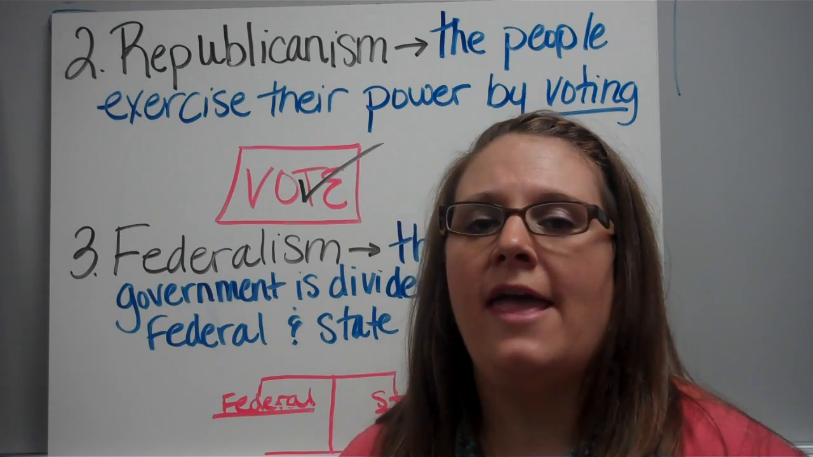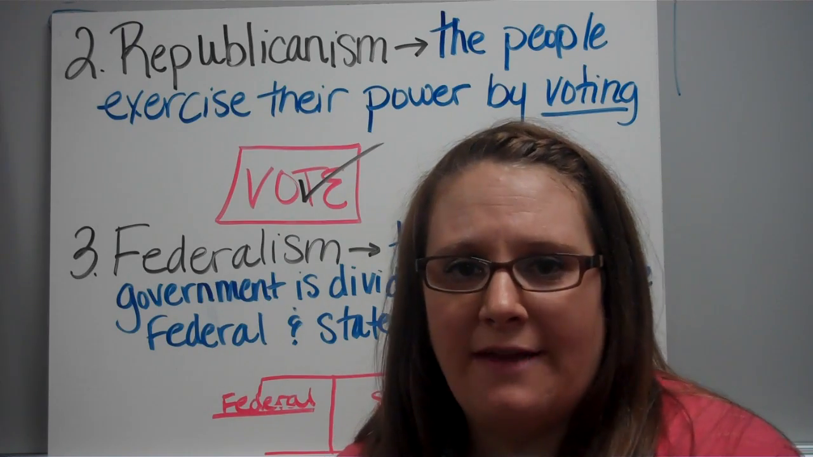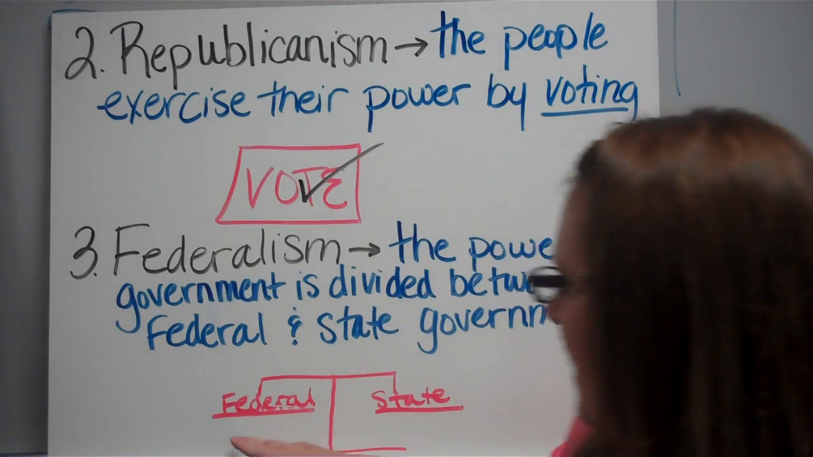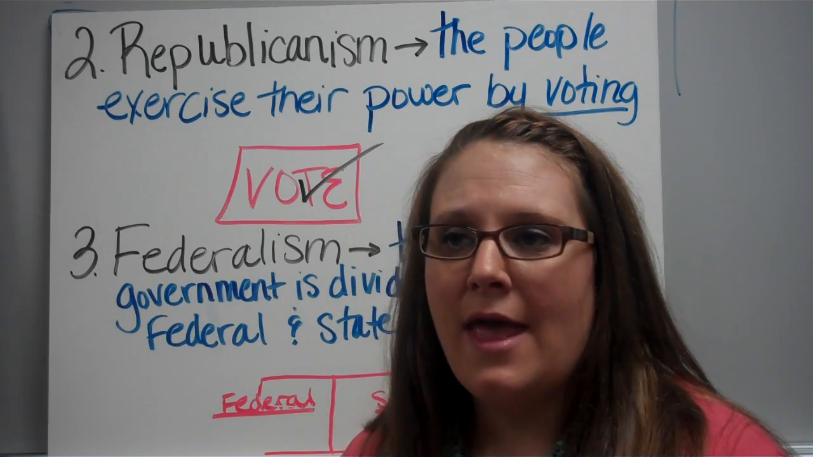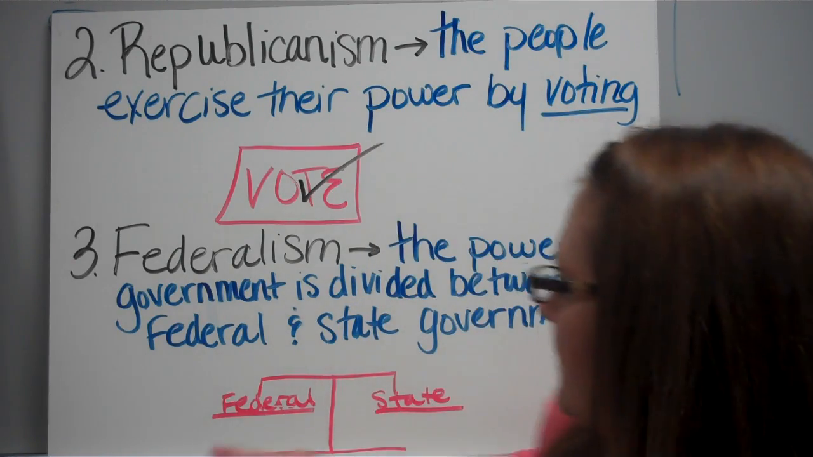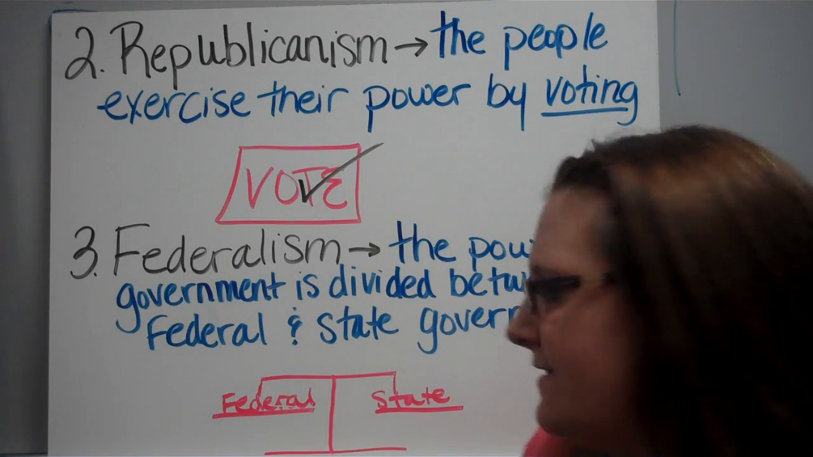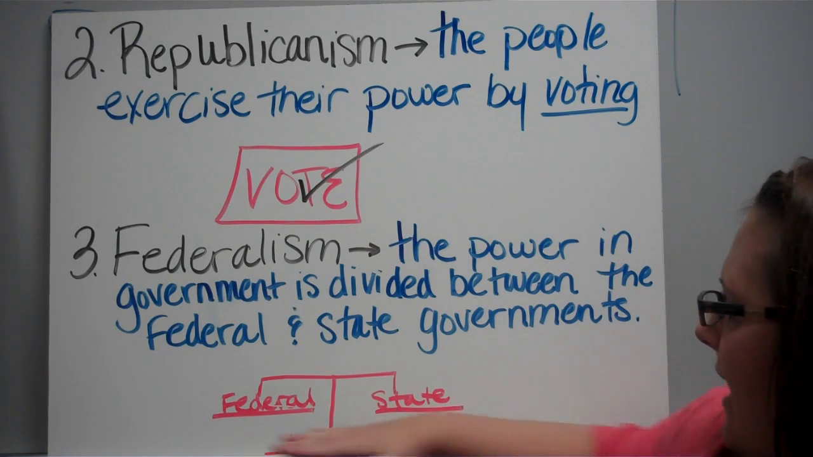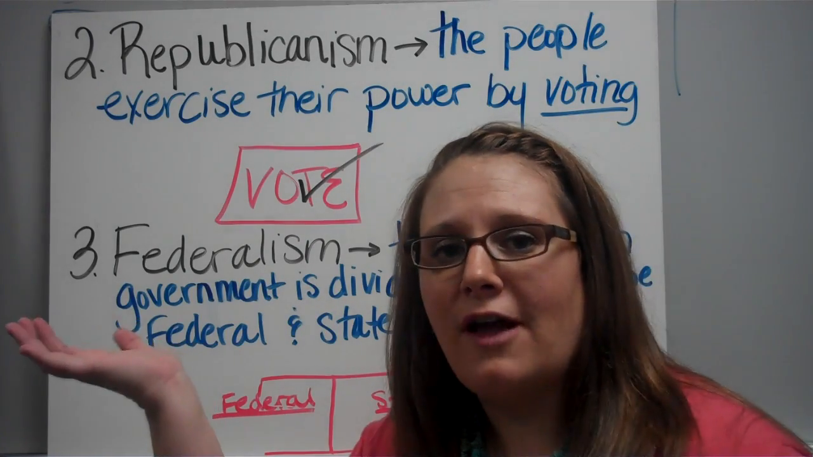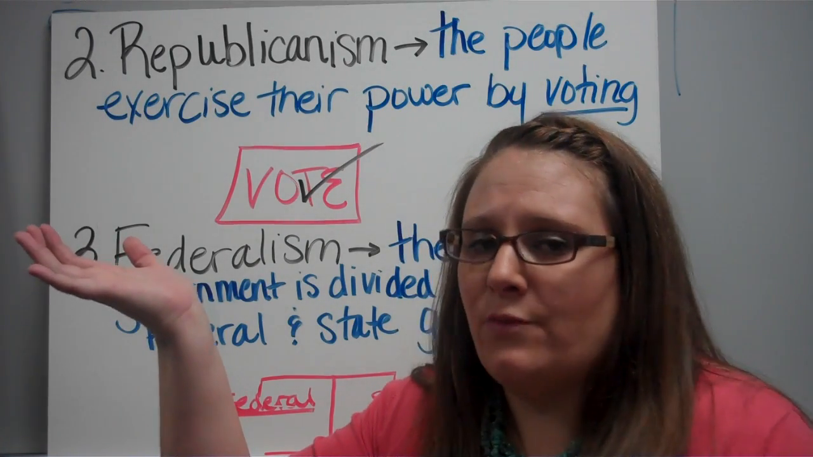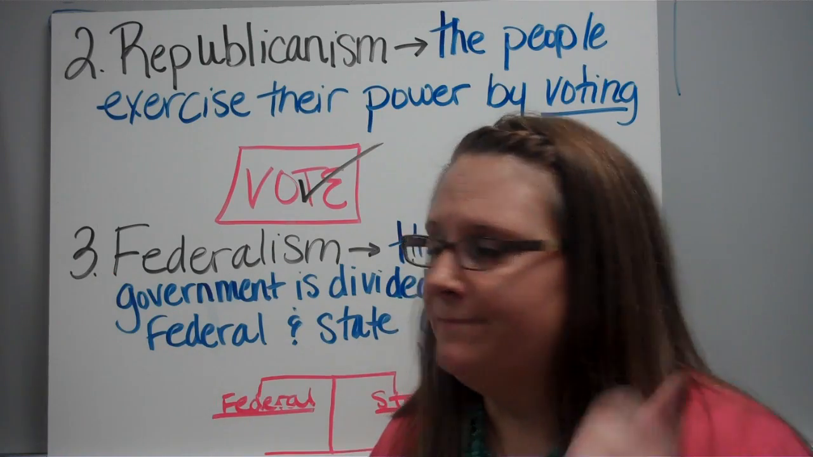The best way that I can illustrate federalism is by drawing a balancing scale, which is what you use in science to balance weights. So on a balancing scale, you want the federal and the state government to be equal. You don't want the federal government way up here while the state is way down here, or vice versa.